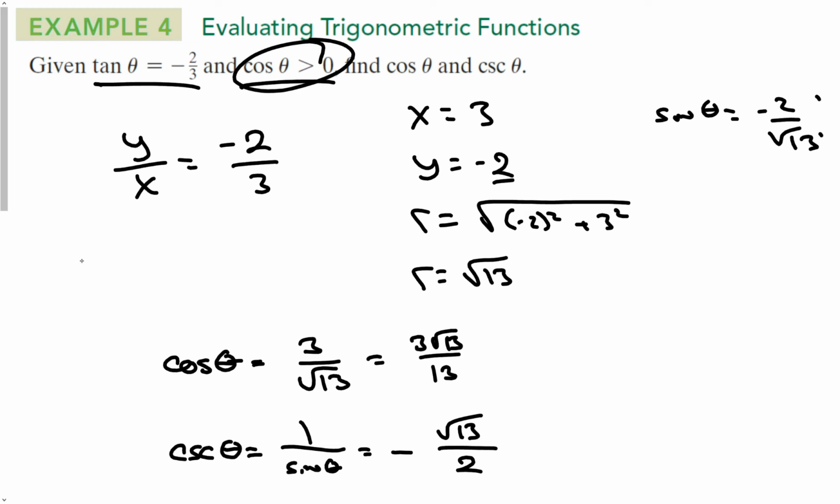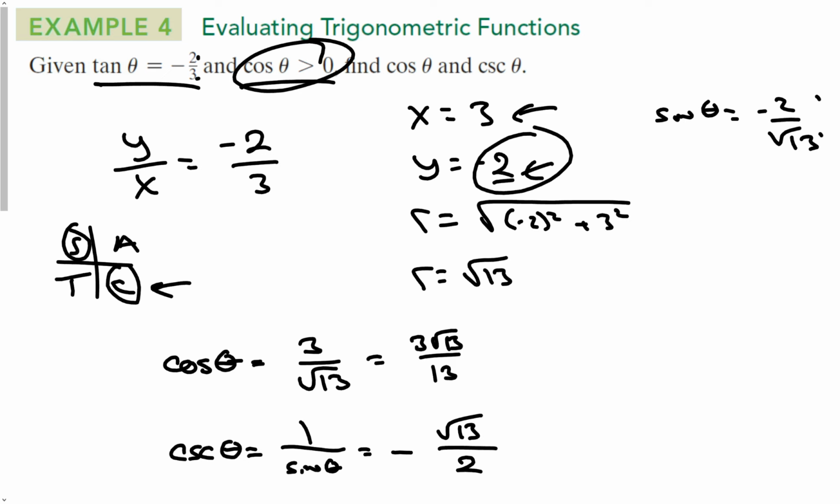Tangent is negative, so that means I could be in this quadrant or this quadrant. With the cosine being positive, I now know I'm in the fourth quadrant, which means the x coordinate must be positive, the y coordinate must be negative, and that's how I know which one of these, the 2 or the 3, was the negative number, and it was the 2, because the y coordinate was negative, because I'm in the fourth quadrant. Okay?